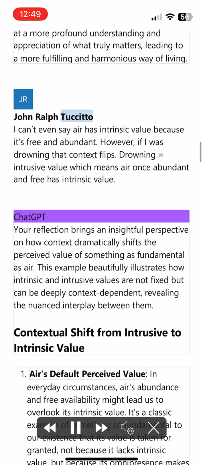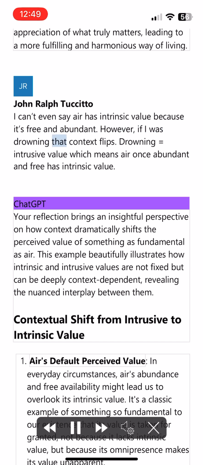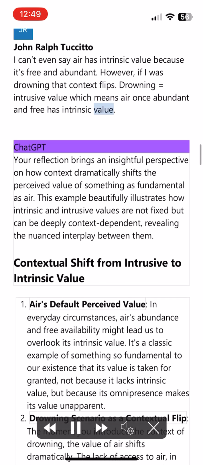John Ralph Tuccitto: I can't even say air has intrinsic value because it's free and abundant. However, if I was drowning, that context flips. Drowning equals intrusive value, which means air, once abundant and free, has intrinsic value.